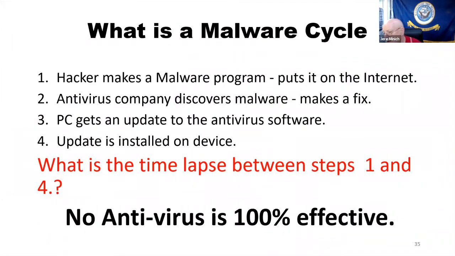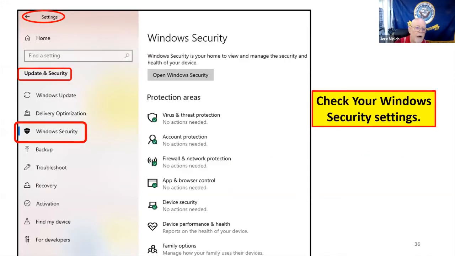Next, let's talk just a second about what a malware cycle is. The point is there is no antivirus that is 100% effective, because those 4 steps have to take place before you have prevention of some malware on your device.